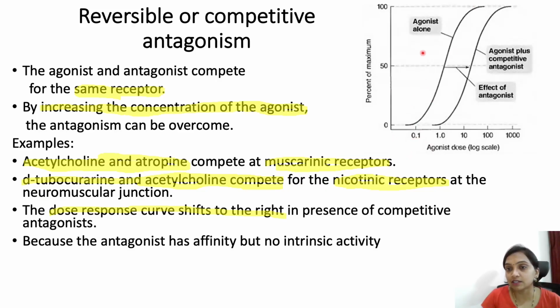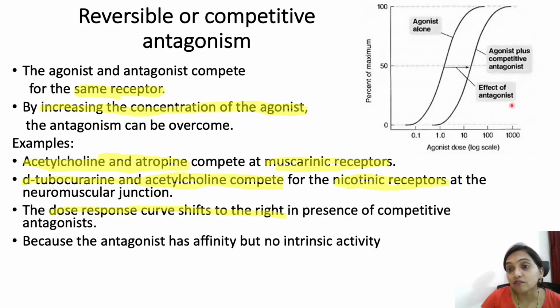So this indicates the response. So normally this is the response when you give an agonist. Say you have given acetylcholine. Probably, if you want to imagine, this is the muscle contraction. So with increasing dose, the contraction also increases, and after a level there will be a plateau, right? So this is what is mentioned here. Likewise, this is the normal dose response curve. With increasing dose, what is the response?